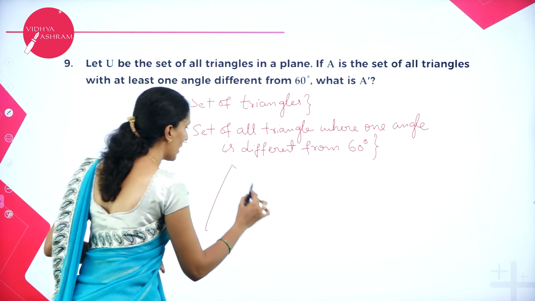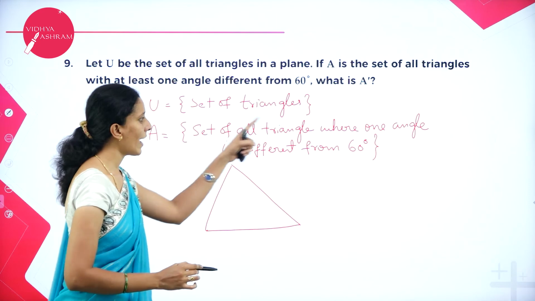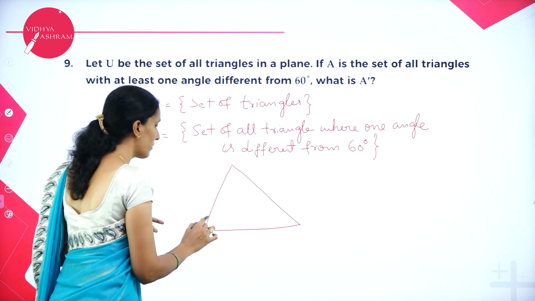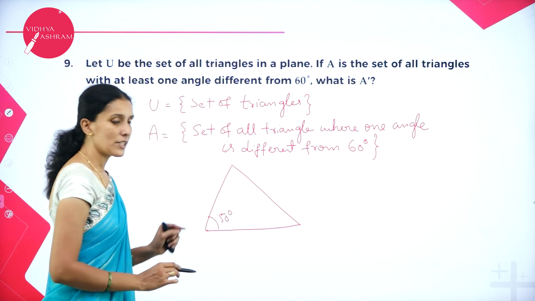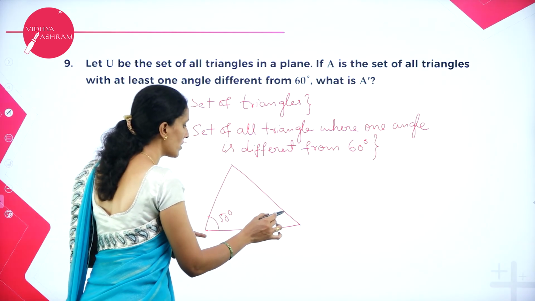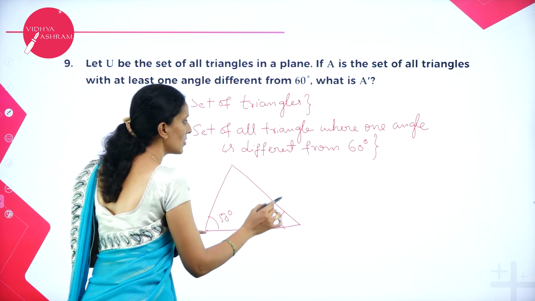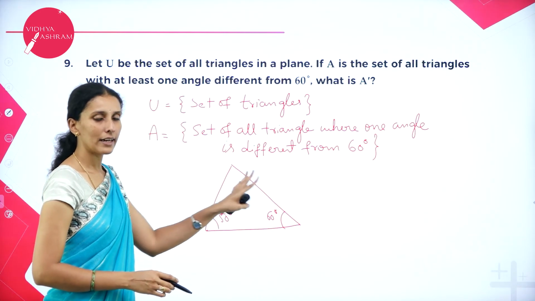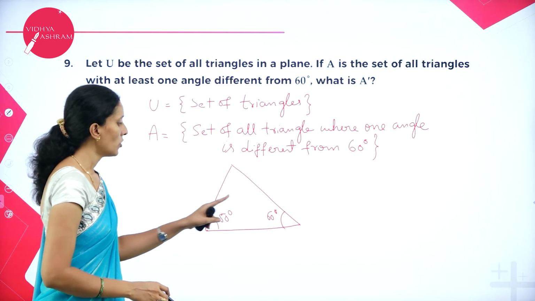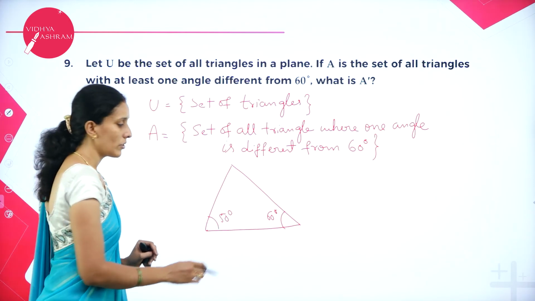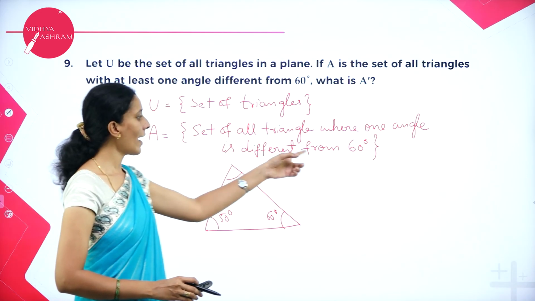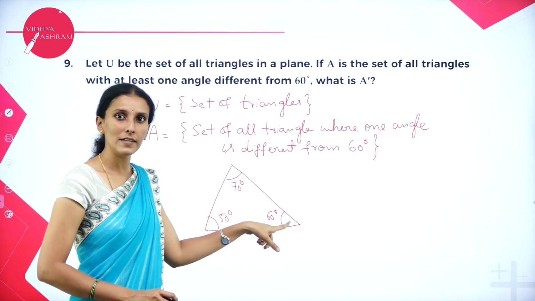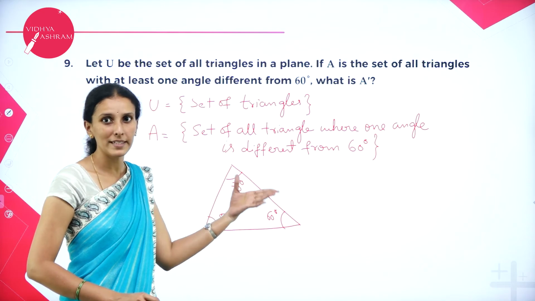If you have a triangle and one angle is not 60 degrees, let me take it as 50 degrees. Suppose another is 60 degrees. Then 50 plus 60 is 110, and the remaining angle is 70. So what does this mean? One angle is different from 60. If one angle is not 60, then the other angle cannot be 60.